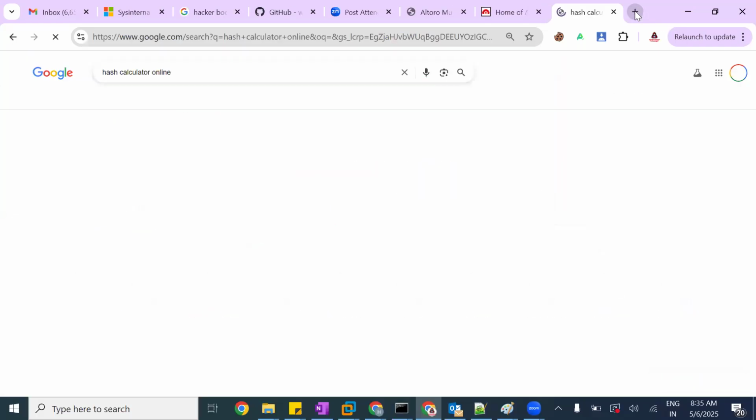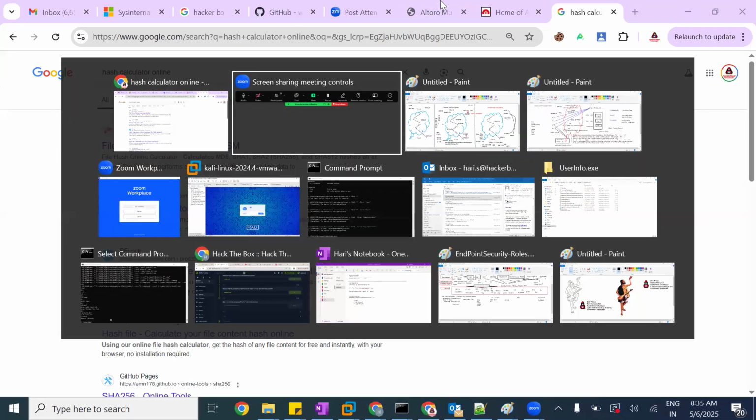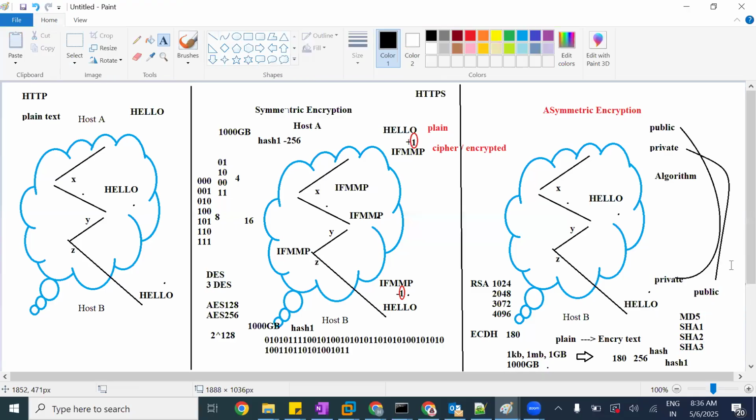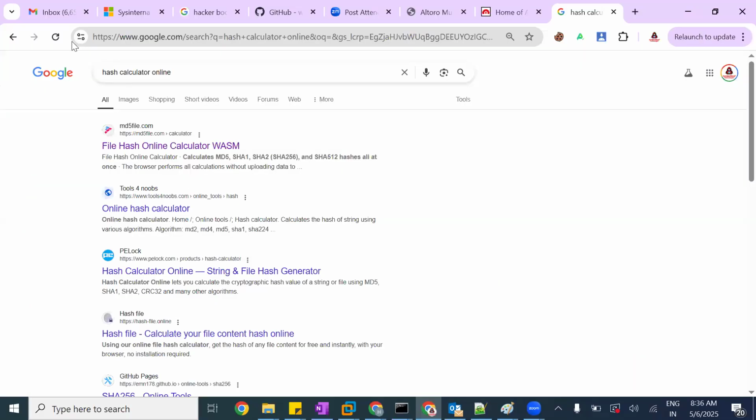Hash calculator online. Some examples of hashing algorithms, remember them: MD5, SHA-1, SHA-2. MD5 is old, outdated. SHA-3. SHA-1, SHA-2, SHA-3. SHA-3 is the latest one. MD stands for message digest. SHA stands for secure hashing algorithm. We are done for today, just a quick revision and a quiz.